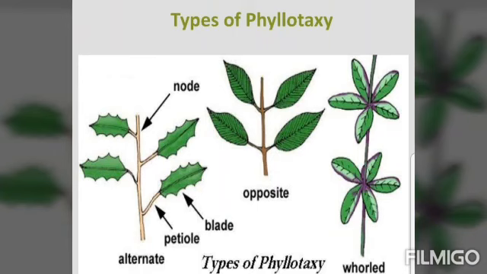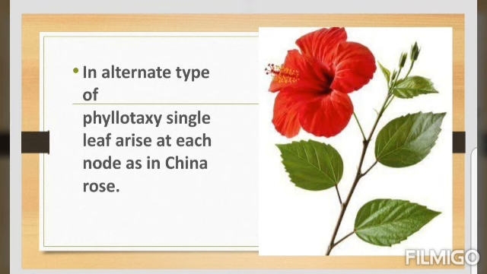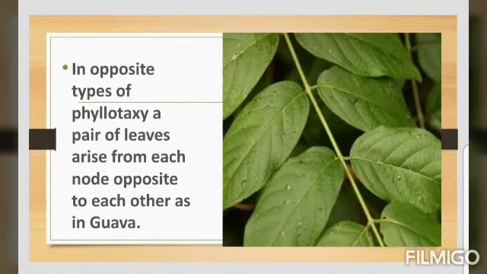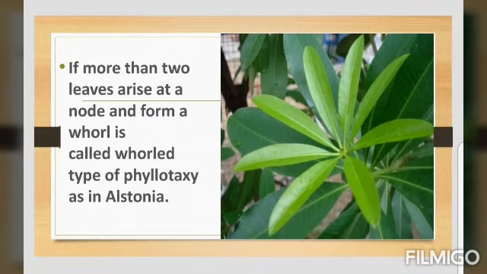This is usually of three types: alternate, opposite and whorled. In alternate type of phyllotaxy, a single leaf arises at each node in alternate manner, as in China rose, mustard and sunflower, you can see that. In opposite type, a pair of leaves arise at each node and lie opposite to each other, as in Calotropis and guava plants. If more than two leaves arise at a node and form a whorl, it is called whorled phyllotaxy, as in case of Alstonia.